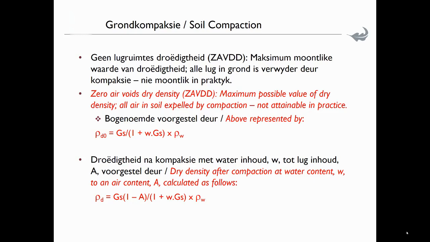The dry density after compaction at a water content W to an air content A is calculated as ρd, dry density, equals the specific gravity times 1 minus the air content, divided by 1 plus the water content times specific gravity, times the density of water.